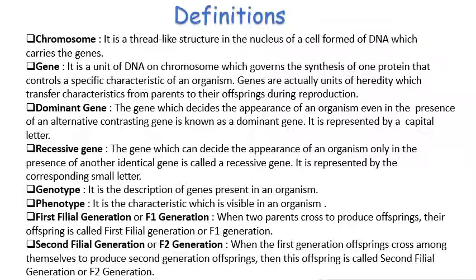Genotype is the description of the genes present in an organism. Phenotype is the characteristic which is visible in an organism. First filial generation or F1 generation: when two parents cross to produce offspring, their offspring are called the first filial generation or F1 generation. Second filial generation or F2 generation: when the first generation offspring cross among themselves to produce second generation offspring, then these offspring are called the second filial generation or F2 generation.